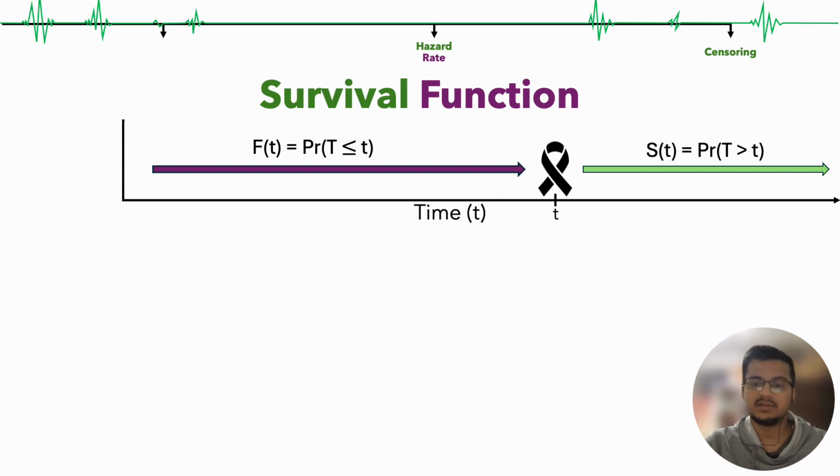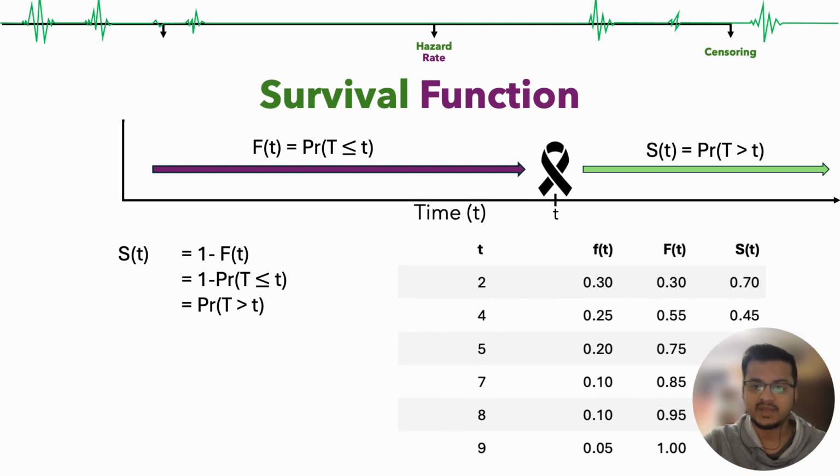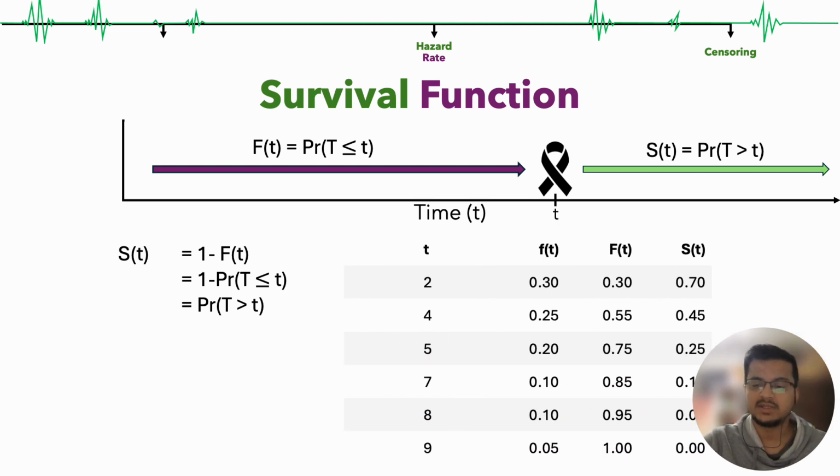Statistically speaking, the cumulative distribution function F(t) shows the probability that the cancer patient will die within time t, which is written as F(t) equals the probability of T less than or equal to t. Hence, the survival function S(t), which is the complement of F(t), shows the probability that the patient will survive past this point. Now let's have a look at a quick example here.